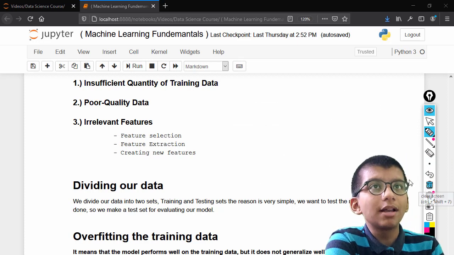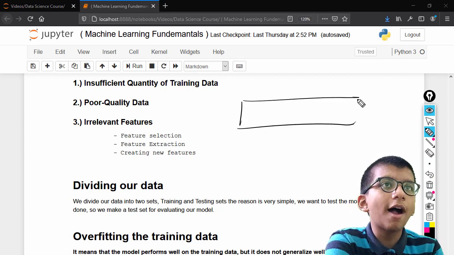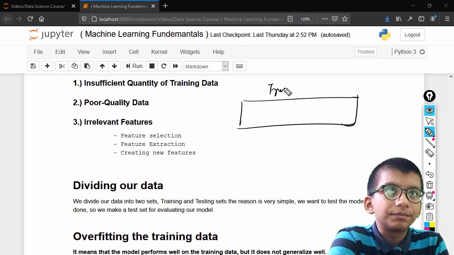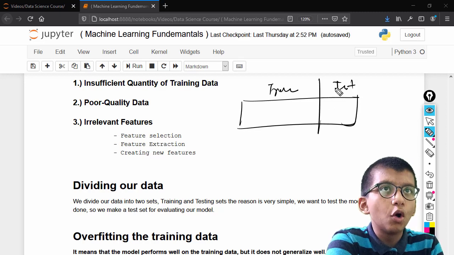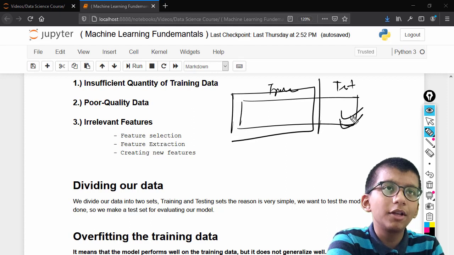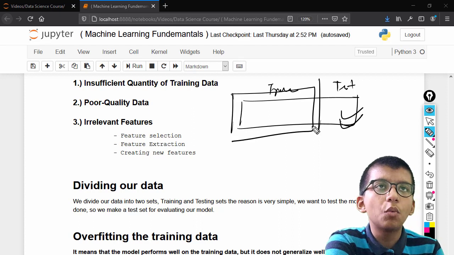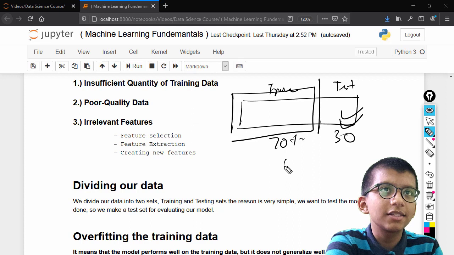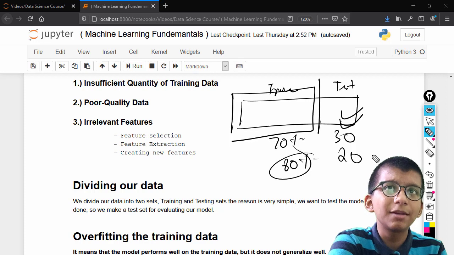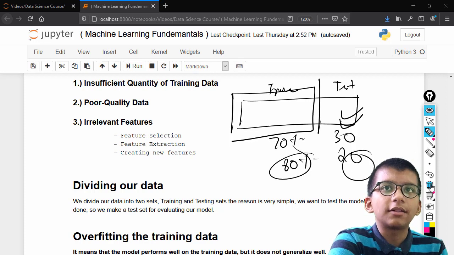So for that, first of all, we divide our data into 2 sets: training sets and testing sets. We train our model using the training set, and we leave the test set for testing the model later on, after we launch our model. So we divide the data, I think 70%, 30%, or we can say 80%, 20%, according to your needs. So 80% of our whole data for training and 20% of our whole data for testing.